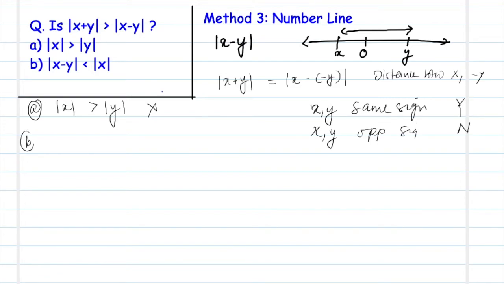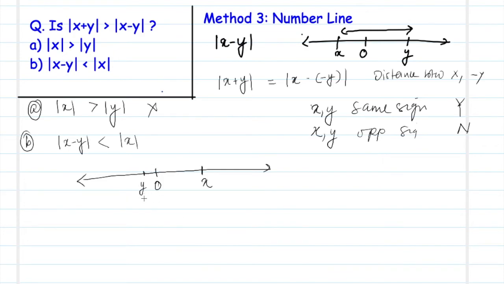Now let's take statement B. When can this happen? And as usual, we'll assume this is 0 and this is x. Now let's assume y is somewhere on the other side. We are trying to see if x and y can be of opposite signs. Can this ever happen? So I'm taking y as the opposite of x.